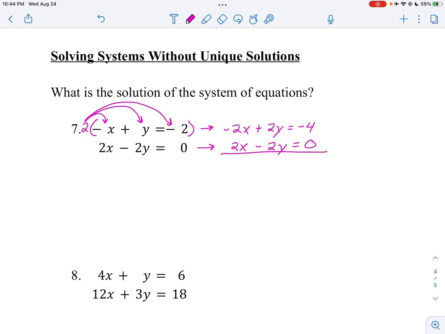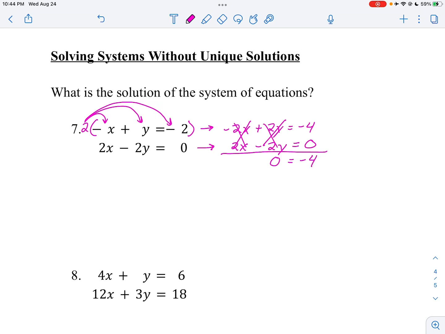Now, when I go to add these things together, I know that negative 2x and positive 2x cancel. It's a 0 pair, it's gone. We expected that, we planned it. However, when we look at the y's, I have a positive 2y and a negative 2y. That's another 0 pair. They cancel out and they're gone. So if everything on the left side canceled out, I have nothing left, so that means it is 0. Now, on the other side, I have negative 4 plus 0. Well, that's still negative 4.